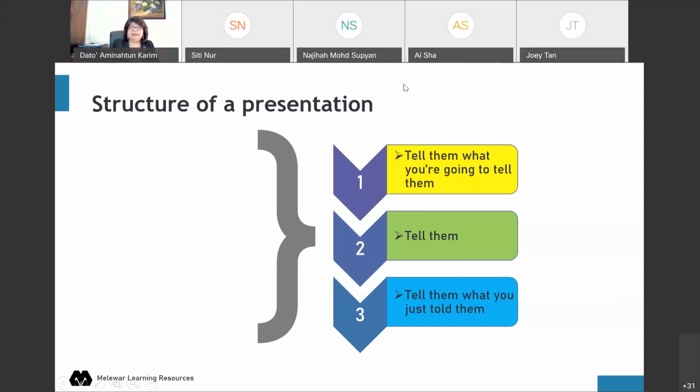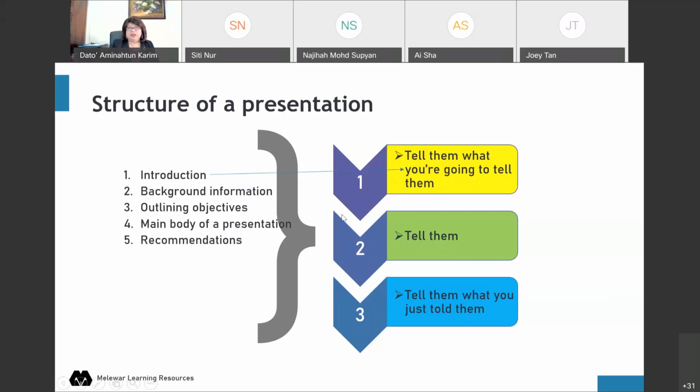Yeah. And here, when we talk about these, what is it? Introduction. In the introduction, you will tell them what you're going to tell them. And in the tell them part, you'll be telling them about background information, outline the objectives, and the main body of the presentation. You have to have a main body of presentation, and you have recommendations, right? And a summary, right? These would form the part of telling them. These will be the bulk of the information, right?